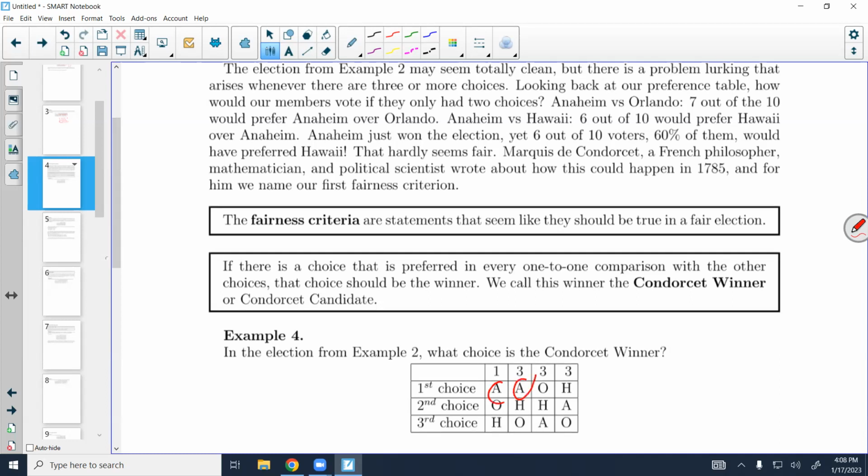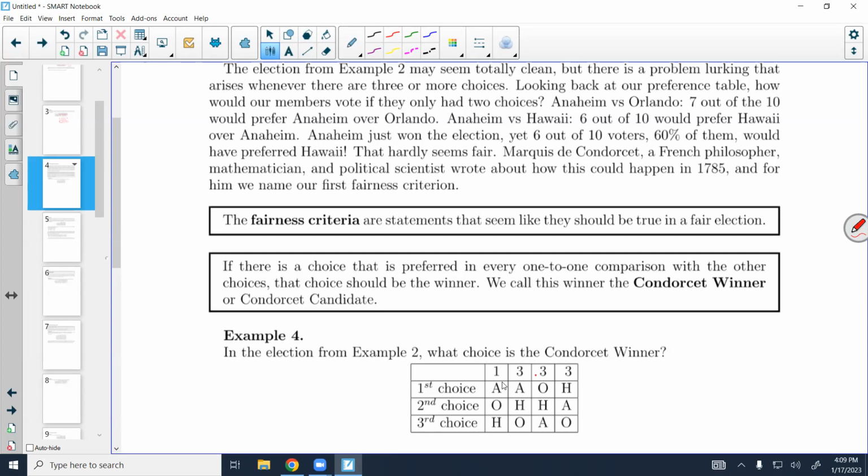Anaheim, Anaheim, and Anaheim, so 7 out of 10 would prefer Anaheim over Orlando. However, Anaheim versus Hawaii, 6 out of 10 would prefer Hawaii over Anaheim. Anaheim just won the election, yet 6 out of 10 voters, or 60% of them, would have preferred Hawaii. Hardly seems fair, right?